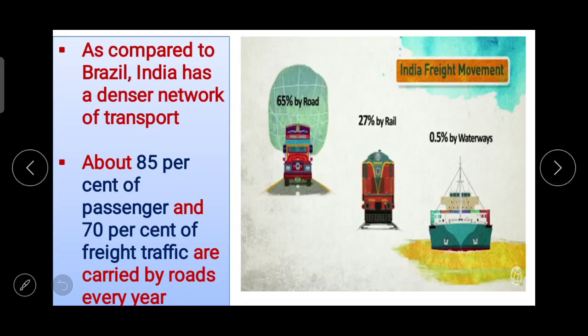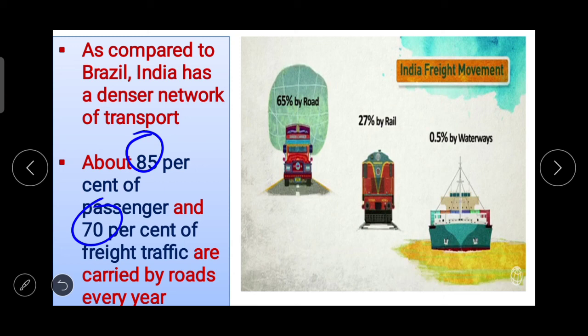As compared to Brazil, India has a denser network of transport and about 85% of passenger and 70% of freight traffic are carried by roads every year. Freight and passenger transport has been facilitated due to the development of the railways. Railways play a very important role in developing the Indian economy because they give opportunities in the field of business, trade and occupation.